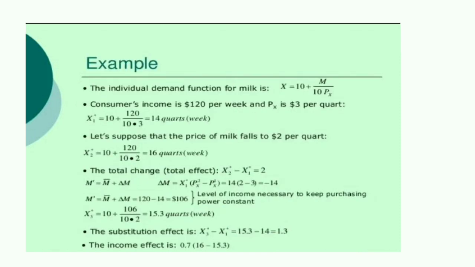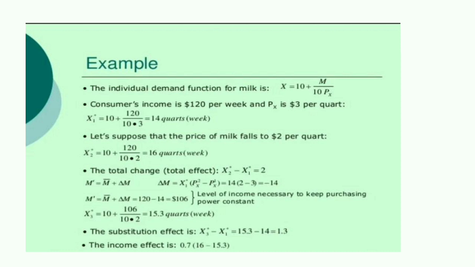Example: the individual demand function for milk is X = 10 + M/(10 PX). The consumer's income is $120 per week and PX is $3 per quart. Let's suppose that the price of milk falls to $2 per quart. The total change or total effect, there are some formulas given under it.